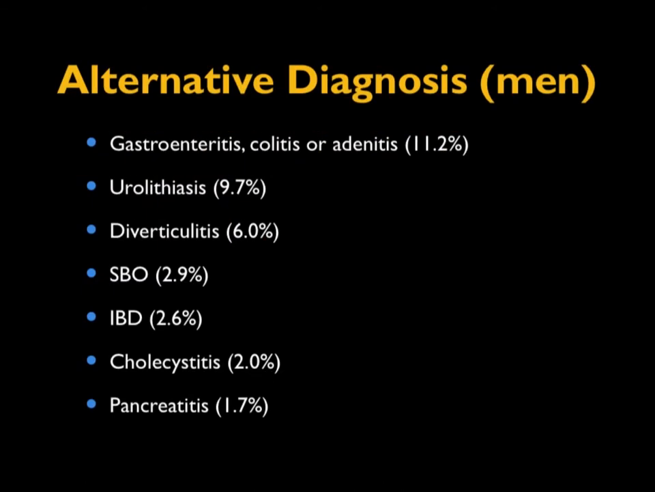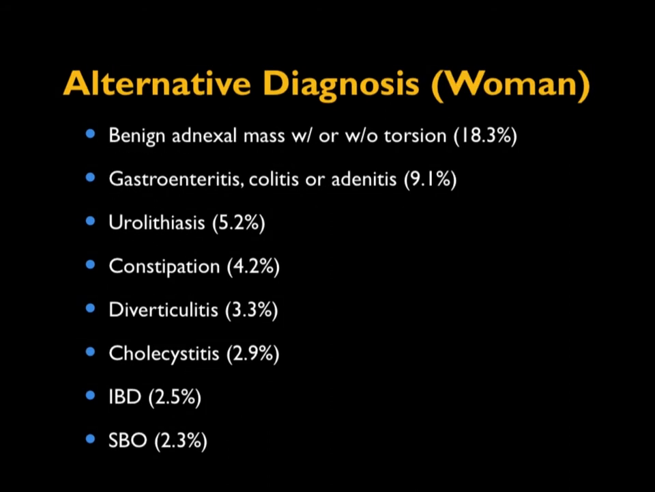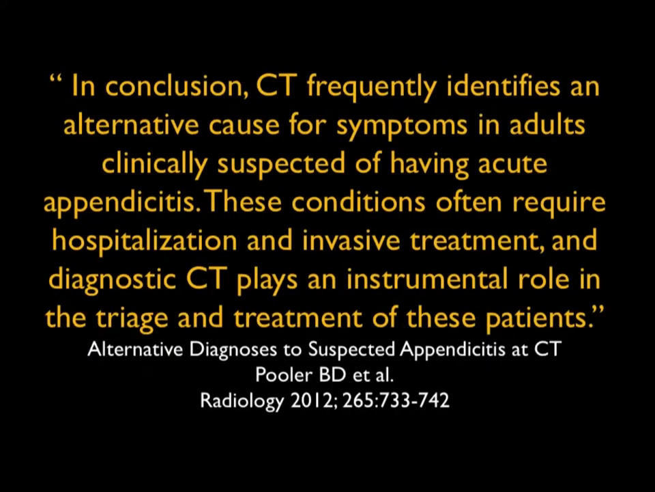And again, when you look at alternative diagnoses, you can see the range from gastroenteritis to stone disease, diverticulitis, and the like. And of course, it's different in men and women because of benign adnexal mass with or without torsion being 18%. So again, you can see regardless of the area of operation, regardless of the type of process, CT is very good for detection and very good for exclusion. And so Pooler concluded that frequently CT will have an alternative diagnosis. These conditions often require hospitalization and invasive treatment, and CT plays an instrumental role in the triage of these patients.